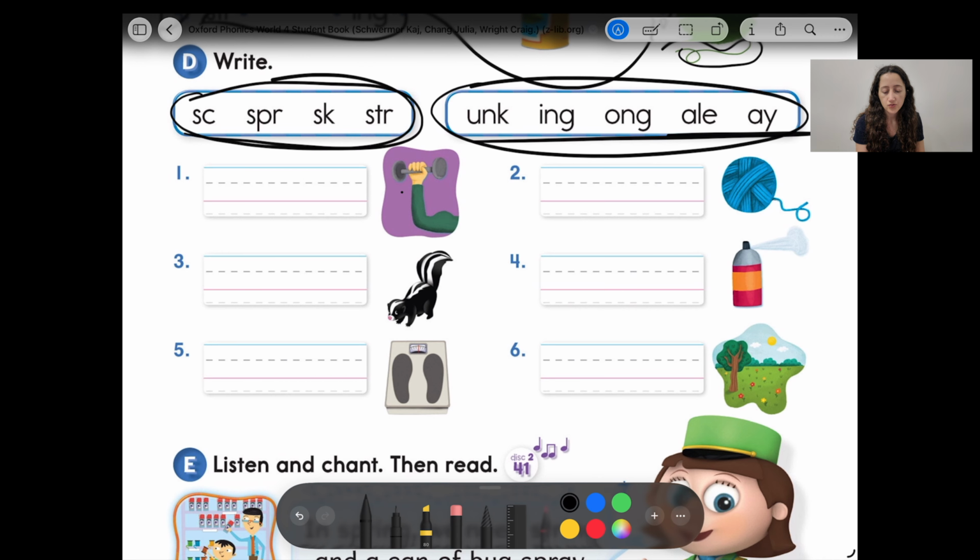So this one is strong. He has a muscle. So he's strong.